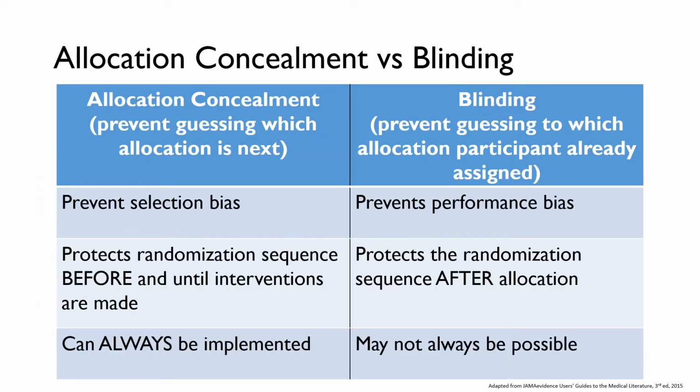A word on allocation concealment versus blinding, because this confuses people, but they are distinct entities. So allocation concealment exists to prevent the study staff or even the participant from guessing which allocation is next, so they can't change it, right? This prevents selection bias, and it protects the randomization sequence before and until the interventions start. This can always be implemented, right? Even if you can't have a placebo, you have a surgical trial, someone gets surgery, someone doesn't, right? It's hard to blind that, but you can conceal the allocation so no one can predict what arm they're going to go to.